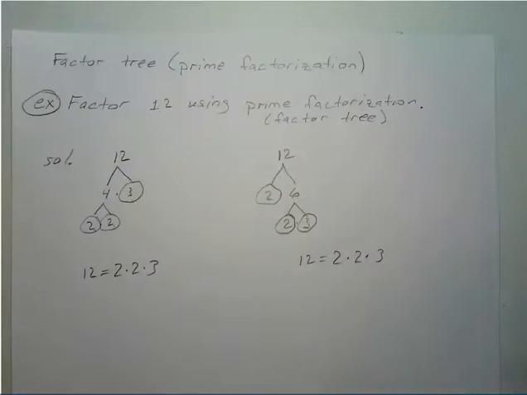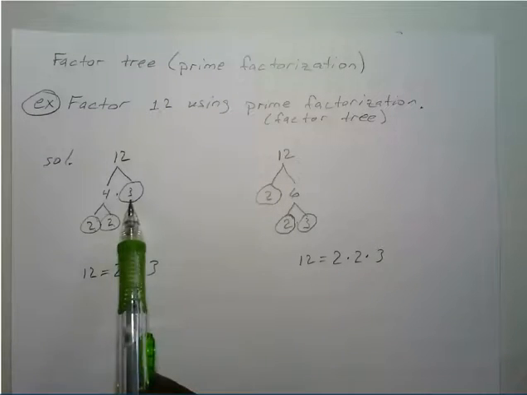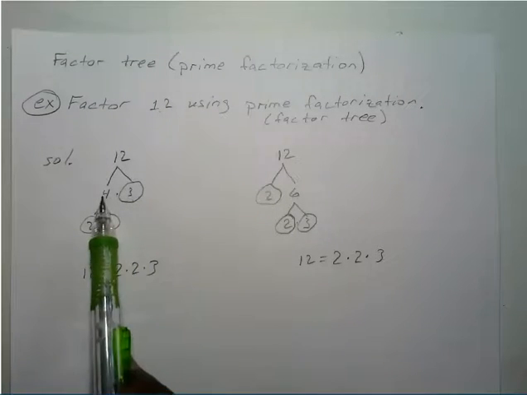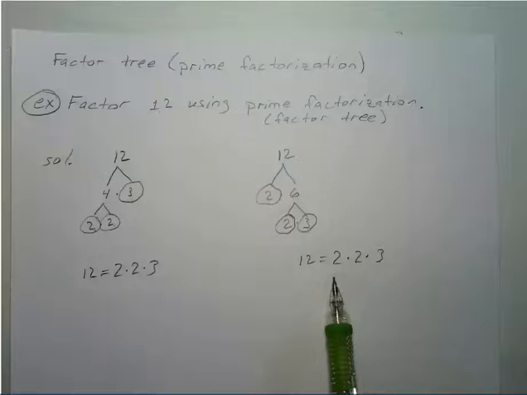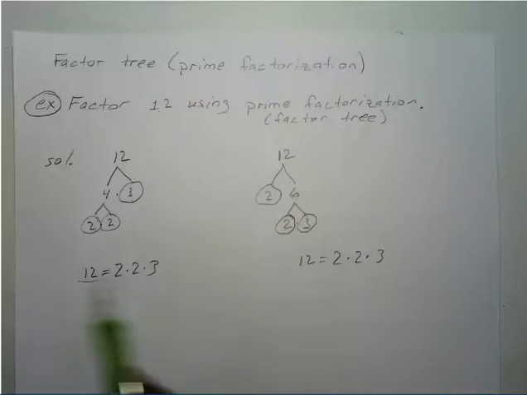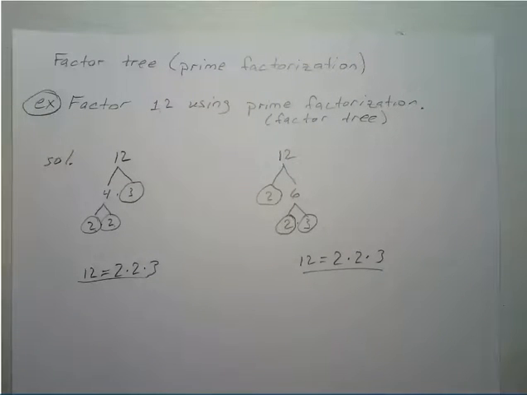Okay, so it doesn't matter what 2 values you start with. You can start with 4 times 3 or 2 times 6. With prime factorization, you will always end up with the same thing. That's the cool thing about it. There's no one path to it. Whether you take the left path or the right path, you'll still end up at the same place.